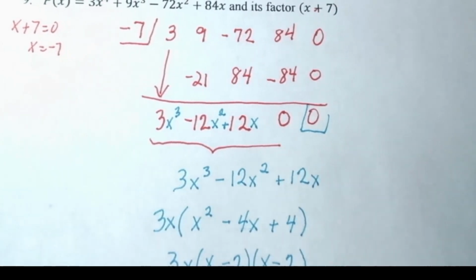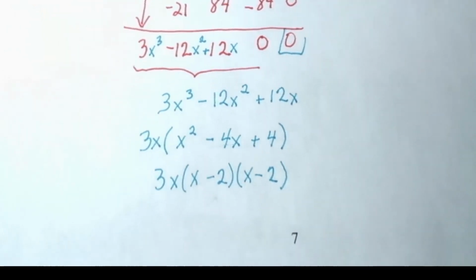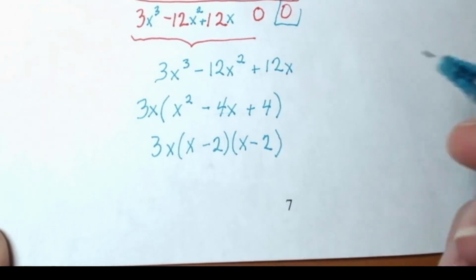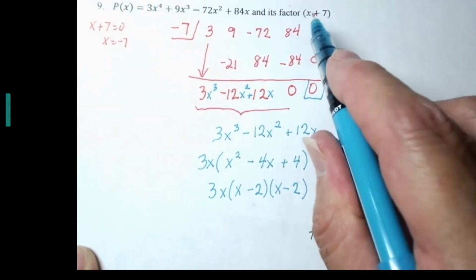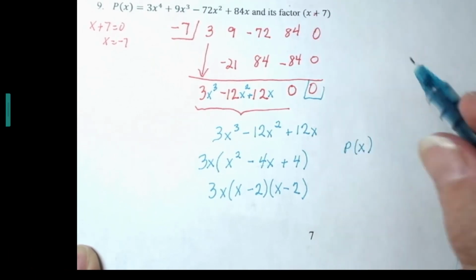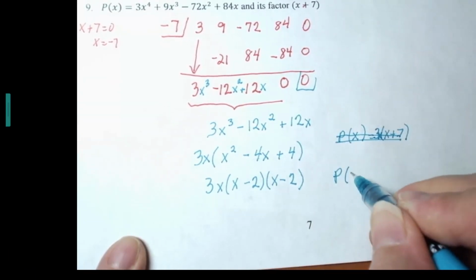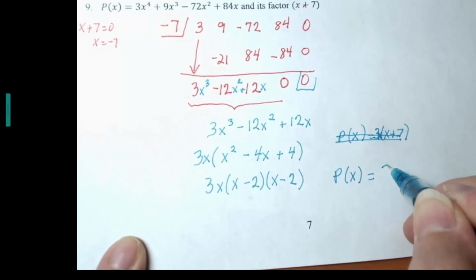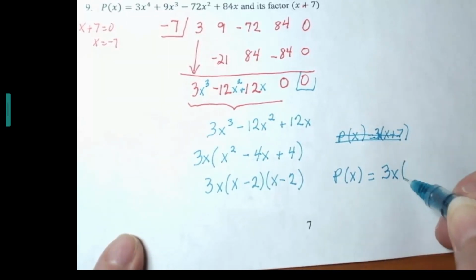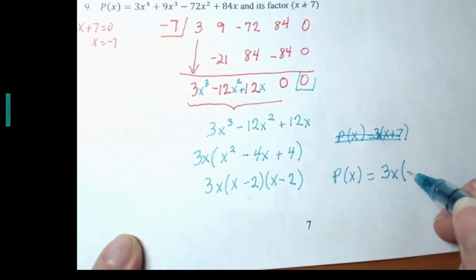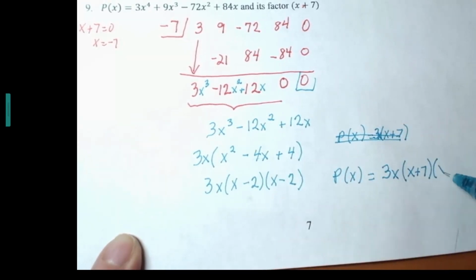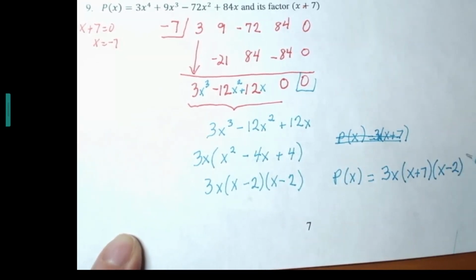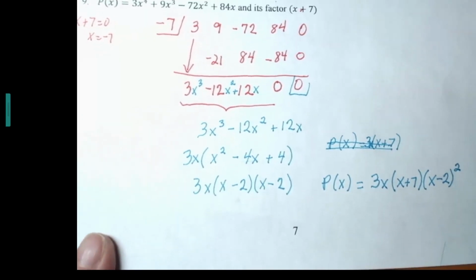So let's give the final answer here with p of x in factored form. We've got the x plus 7 that was given. So p of x, I always like to put the GCF in front: 3x times the x plus 7 that was given times x minus 2, two of them. So if you want to put x minus 2 squared, then that's okay.